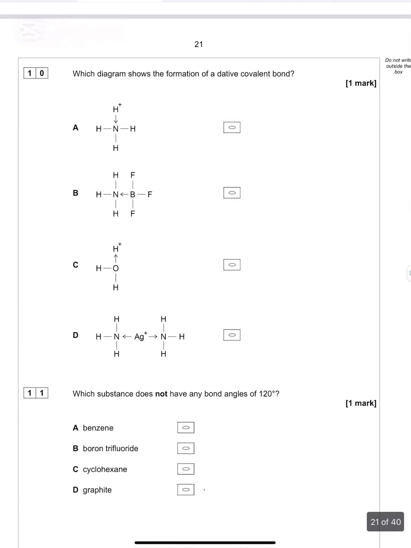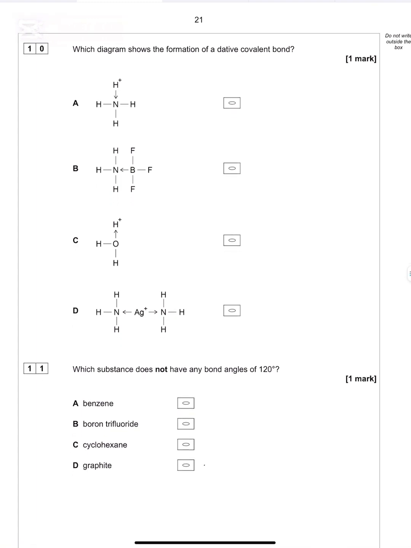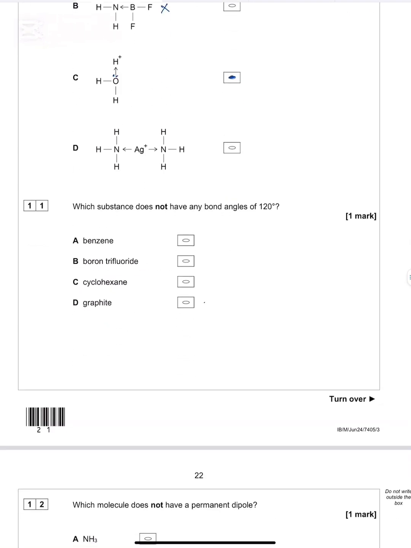Which diagram shows the formation of a dative covalent bond? The dative covalent bond comes from a lone pair of electrons into an atom that has a positive charge. So this one is incorrect because it should come from the nitrogen. This one as well is incorrect, it should come from the nitrogen. This one is correct because the oxygen has a lone pair of electrons toward the hydrogen with a positive charge.